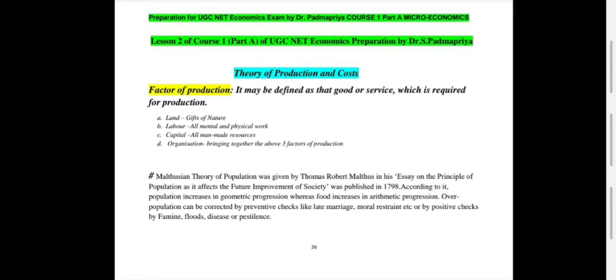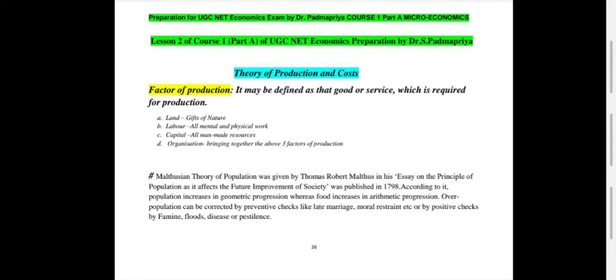Now, what is factor of production? It may be defined as that good or service which is required for production. There are basically 4 factors of production. Land, which includes all the gifts of nature. We have labor, which is all mental and physical work. We have capital, which is all man-made resources. And we have organization, which is bringing together land, labor and capital.